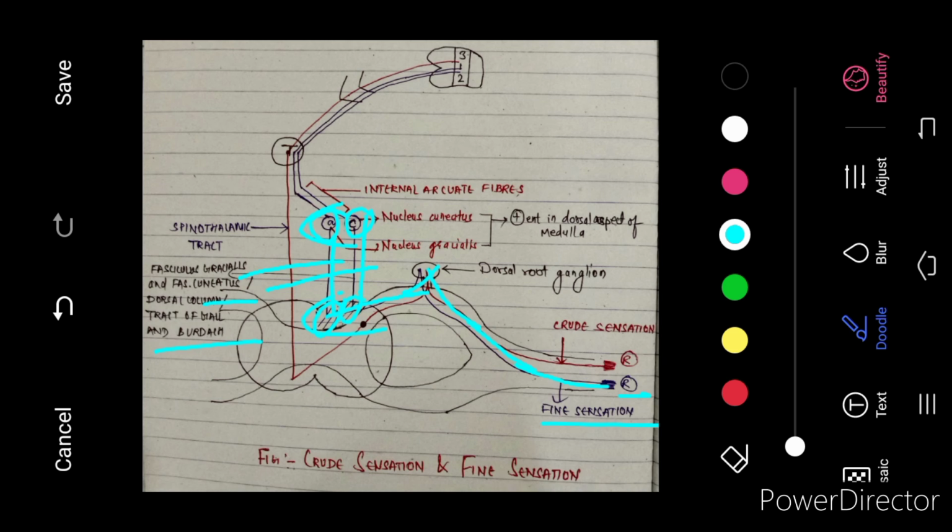Now the fiber travels anteriorly to the opposite side. The fibers which take it to the opposite side are known as internal arcuate fibers. From here it climbs up to the thalamus. Through the internal capsule it finally reaches the area 3, 1, 2 of the brain.